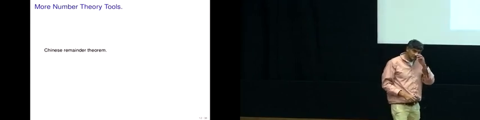Okay, so let's start building a couple more number theory tools. We'll look at the Chinese remainder theorem and Fermat's theorem. But before we talk about that, I'm going to go back to bijections just quickly because it's really critical in a lot of these arguments.